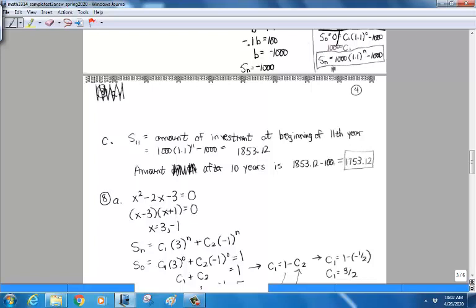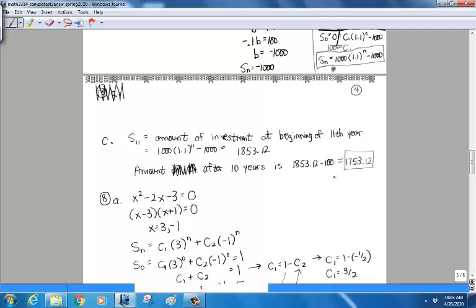Why did we take off the 100? Because remember, at the beginning of the 11th year, we put in $100 extra, right? So at the end of the 10th year, just take out that 100 and you have how much is in your account, which is 1753.12.